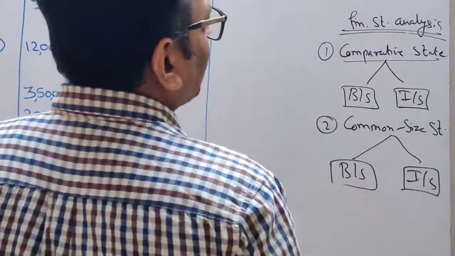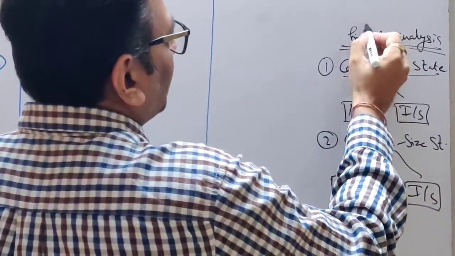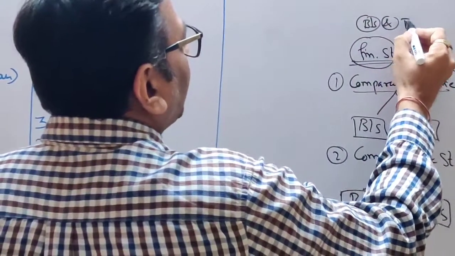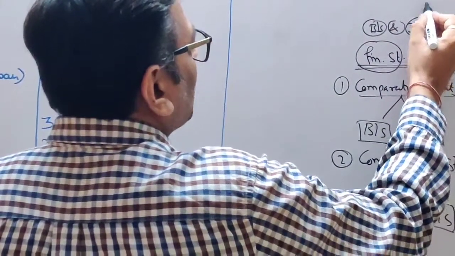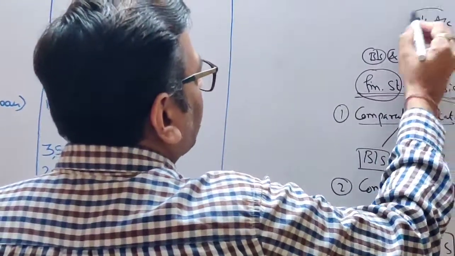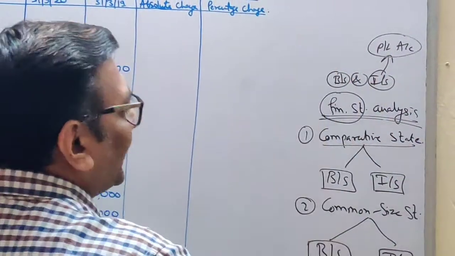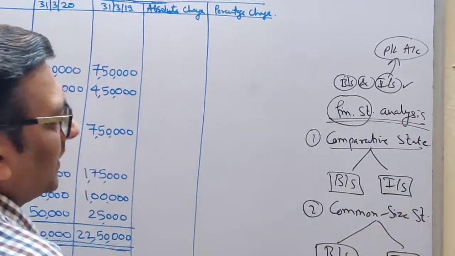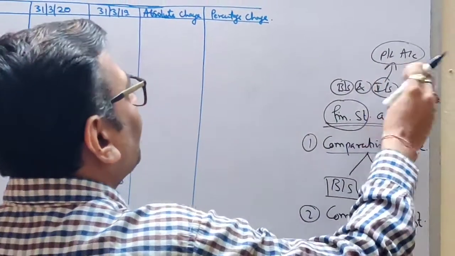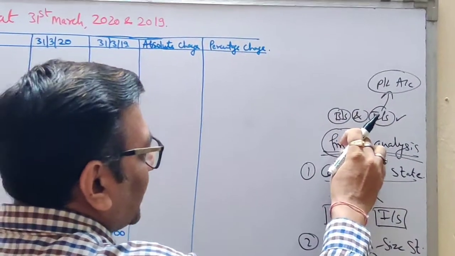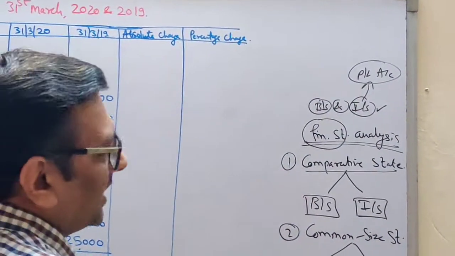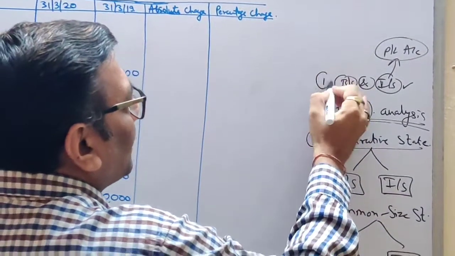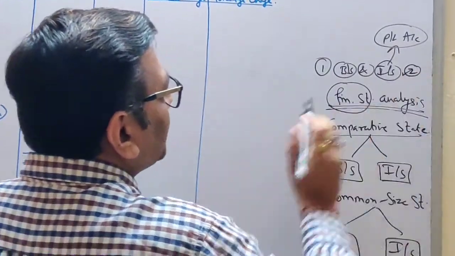What do you mean by financial statement? Financial statement means balance sheet and income statement. Income statement is also called profit and loss account. But company doesn't make P&L account. Company makes income statement, or you can say statement of P&L. So financial statement is nothing but final account. In the final account of a company, you make balance sheet and you make income statement.